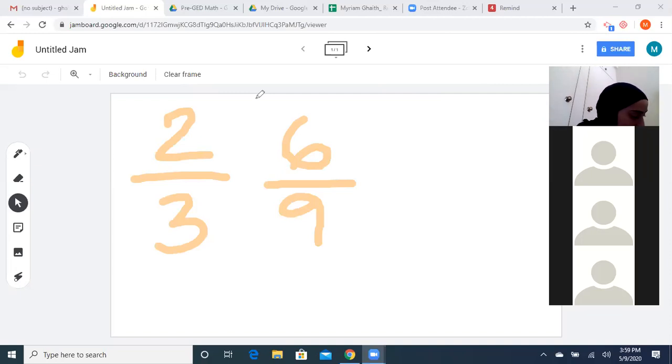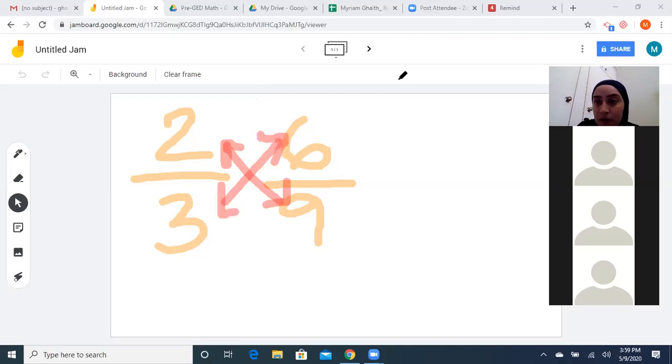It says determine if the fractions are equivalent, if they're equal, and show your work. The first one is done for you. So you had to cross multiply, okay? I'm going to change the color here. You had to cross multiply. That means 2 times 9 and 3 times 6, and determine if they're equal, if the fractions are equal that way. So if I do this, 2 times 9 equals 18. And 3 times 6 equals 18.